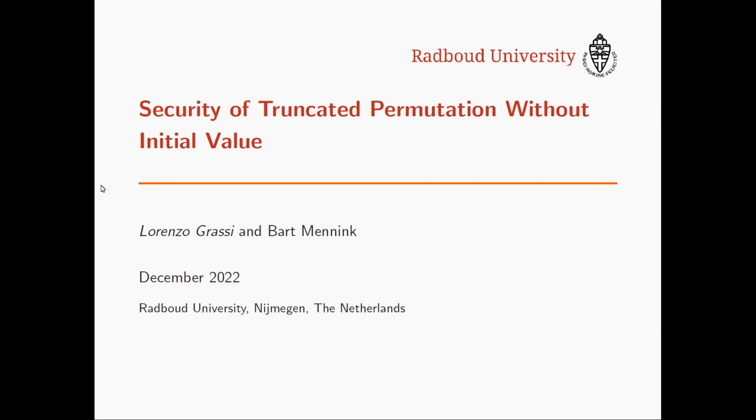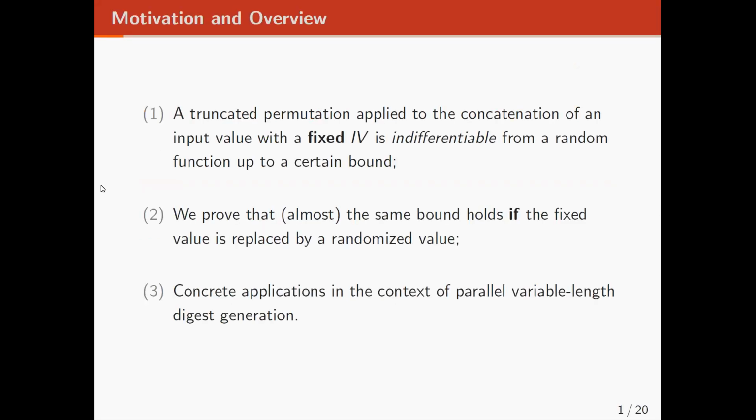Hello. Thanks for the introduction. I'm going to start this presentation with a bit of overview and motivation of this work. We know that if you apply a truncated permutation on the concatenation of an input value and a fixed initial value, the function that we obtain is indifferentiable from a random function up to a certain bound. In this paper, we prove that almost the same bound holds if the initial value is replaced by a randomized value. Then we propose some concrete application in the context of parallel variable-length hash generation.